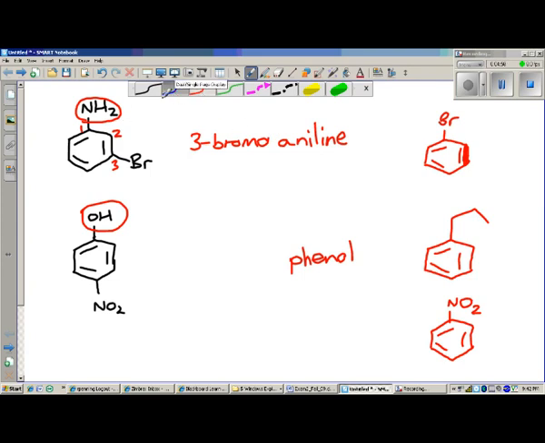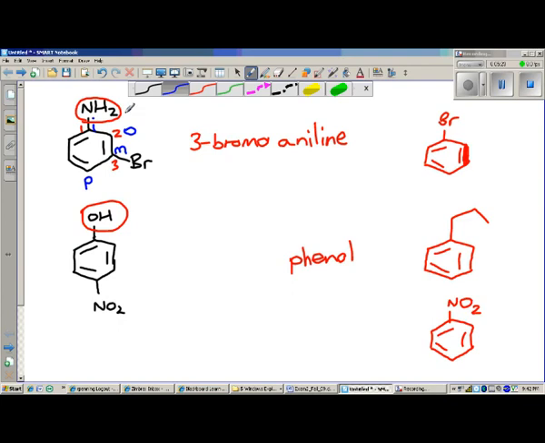The other way, though, is using the letter convention known as ortho, meta, and para. The position number 2 relative to the top position in number 1 is known as the O or ortho position. The position number 3 relative to the top position number 1 is known as the meta position. And then the position number 4 opposite on the ring to the position number 1 is known as the para. If anybody's interested, the top position is known as ipso.